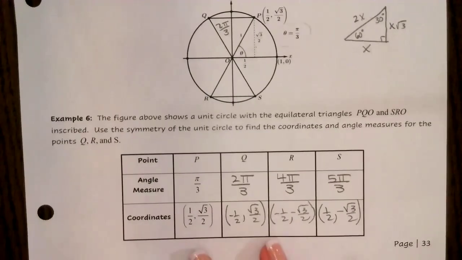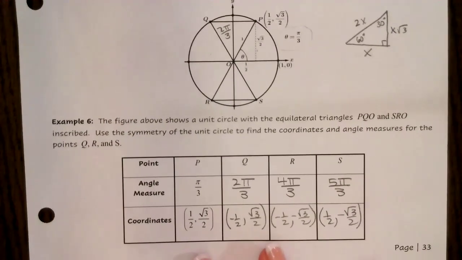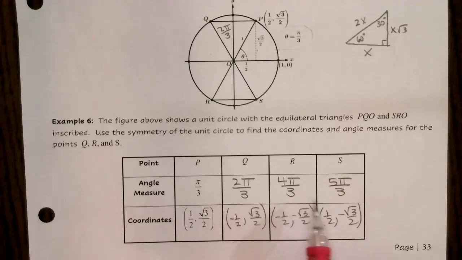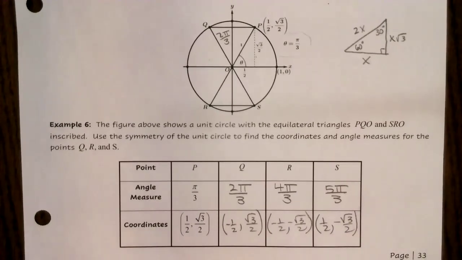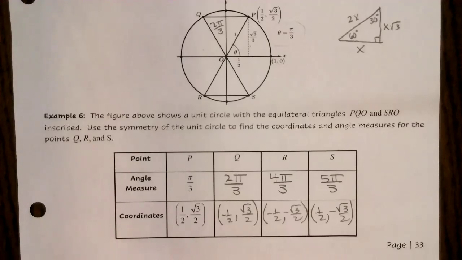All right, so I've got my coordinates now for the ones that end with 3. That's our pi over 3, 2 pi over 3, 4 pi over 3, and 5 pi over 3. Make sure that your coordinates are written correctly. Again, you see these patterns where the x's are all the same number with just the sign changes. Our y values are the same except for our signs.